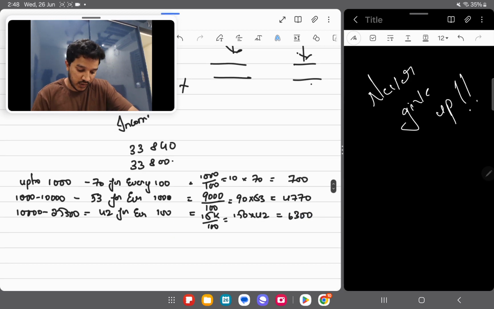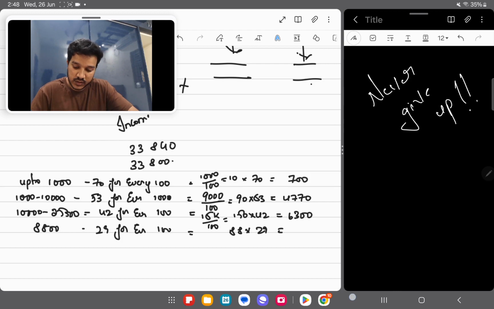Anything more than 25,000, how much? 33,800 minus 25,000, which comes to 8,800. This is 29 for every 100. So how many hundreds are there? 88. So it comes to 88 into 29. How much is it? 2552.